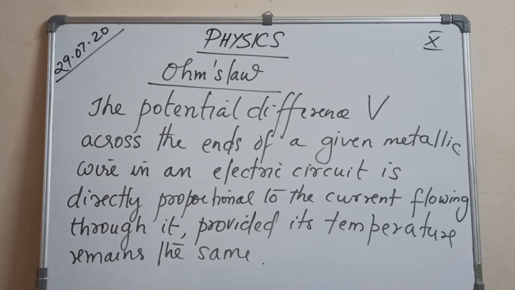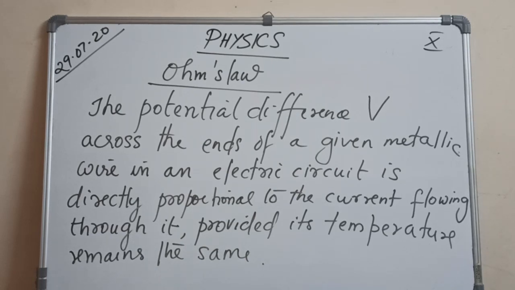Okay, once more. The potential difference V across the ends of a given metallic wire in an electric circuit is directly proportional to the current flowing through it, provided its temperature remains the same. So this statement is clear because in the last activity we have seen that we took a metallic wire like nichrome, then we found the relationship between V and I, that is potential difference and electric current. Then we have seen that this V and I are directly proportional, isn't it?